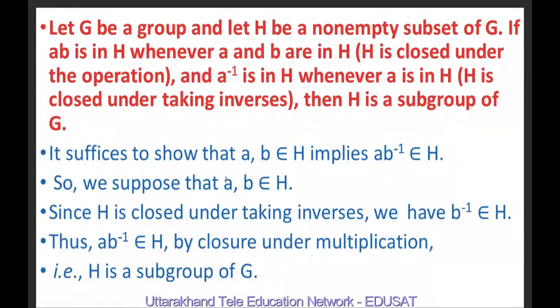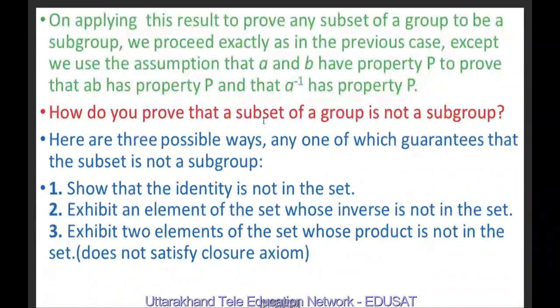Also, a is an element of H, b inverse is also an element of H, and it is given that H is closed under the operation. Therefore, a b inverse belongs to H by closure under multiplication. It means we have proved that a b inverse belongs to H, so H is a subgroup of G. Sometimes we also use this property to prove that a subset of G is a subgroup of G. This condition states the elements of H should be closed under the group operation, and it should be closed under taking inverses.